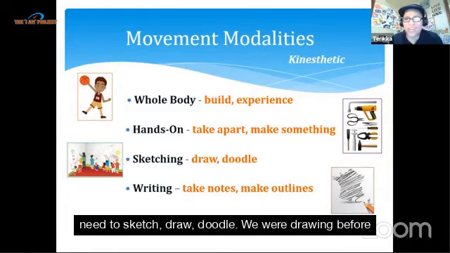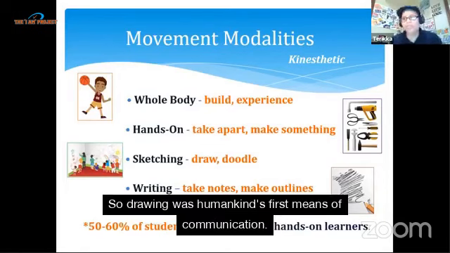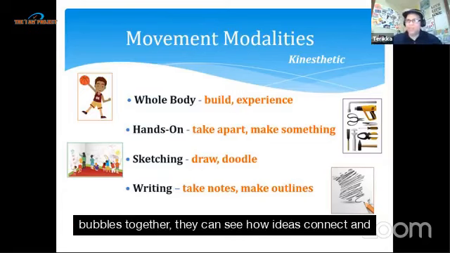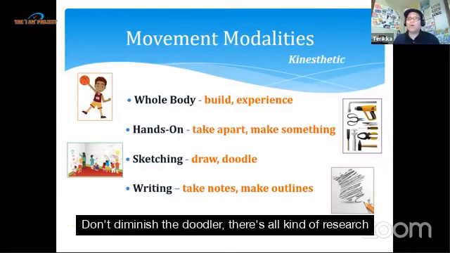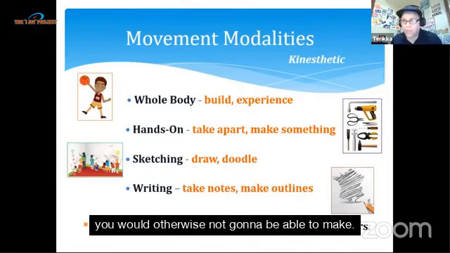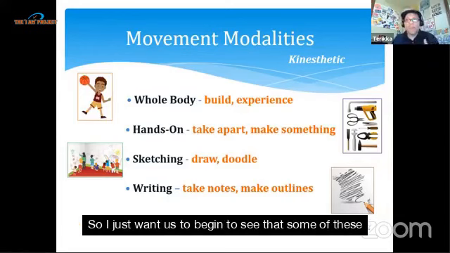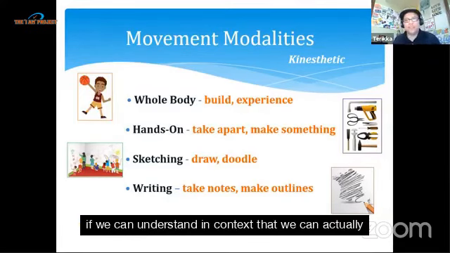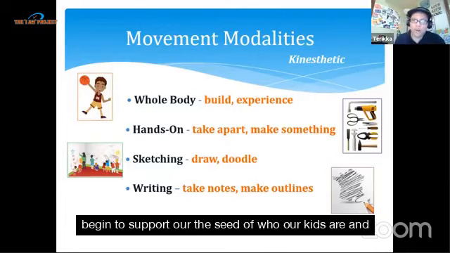And then you have people who need to sketch, draw it, doodle it. We were drawing before we ever learned how to write. So drawing was humankind's first means of communication. So when people can draw things out and make connections, like mind maps, and they put the bubbles together and they can see how ideas connect, don't diminish the doodler. There's all kinds of research around how doodling stimulates the brain and allows you to make connections you were otherwise not going to be able to make. So I just want us to begin to see that some of these things are not the enemy, and if we can understand it in context, we can actually begin to support the seed of who our kids are.